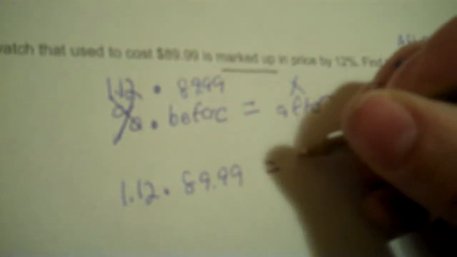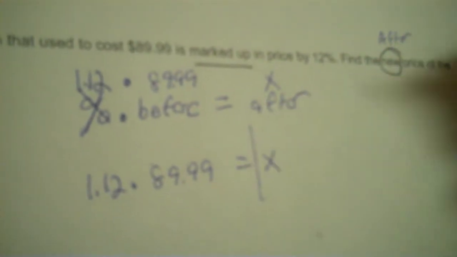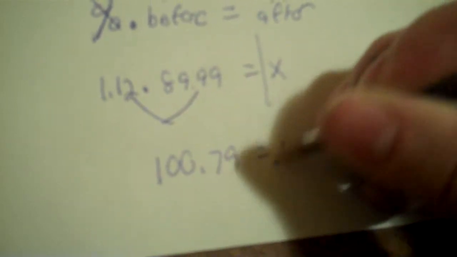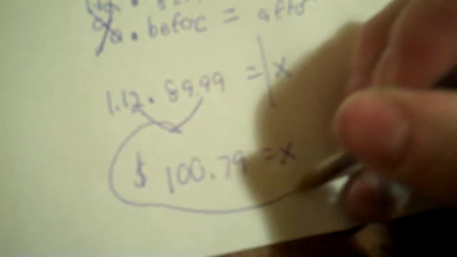Now I have to find the new price. That's the after amount, and the before amount is given to me. It's $89.99. So we have 1.12 times $89.99 equals X, and then X is by itself, so I just do the operation on the other side. So 1.12 times $89.99, $100.79, round it to 2 decimal places. Okay, there's my answer.